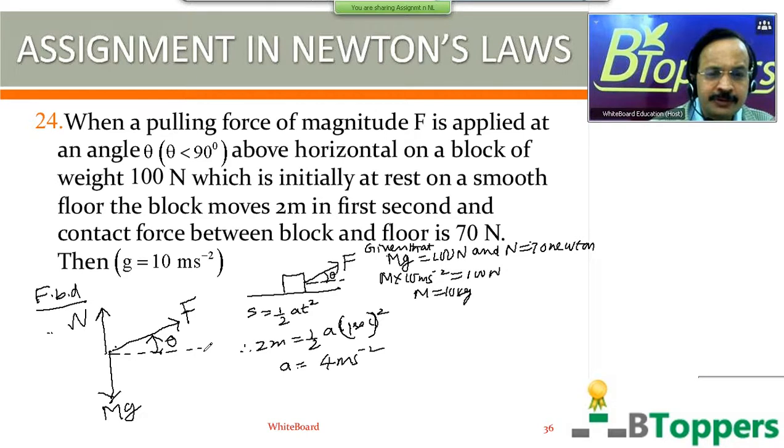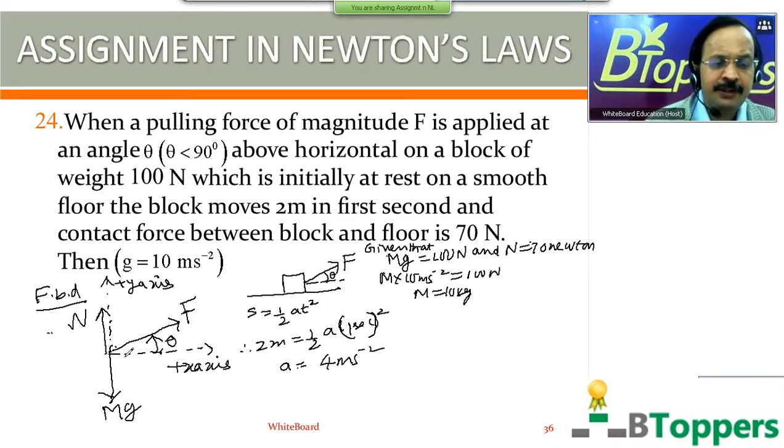Look at the free body diagram. We have to find f and theta here. I choose the horizontal direction, that is the direction of the motion of the block, as the positive direction of the x-axis, and the vertically upward direction as the positive direction of the y-axis. Three forces act on the block as shown in the figure.